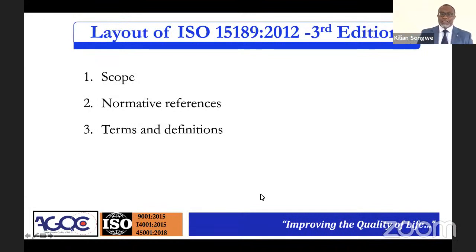So we go to the overview of the third edition. This would be the 6060. It's published and it's available. All ISO documents have the same three primary clauses. It says what is the scope, what are the required documents, normative reference for using that particular standard, and then what are the terms and definitions that you must know to be able to appreciate using that document.